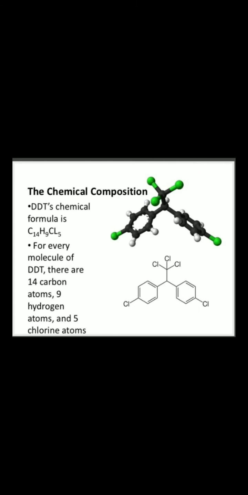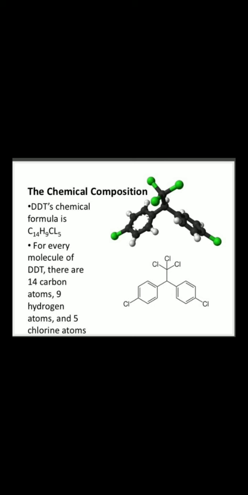DDT stands for dichlorodiphenyltrichloroethane. Then what is the structure of this DDT? DDT's chemical formula is C14H9Cl5. For every molecule of DDT there are 14 carbon atoms, 9 hydrogen atoms and 5 chlorine atoms.